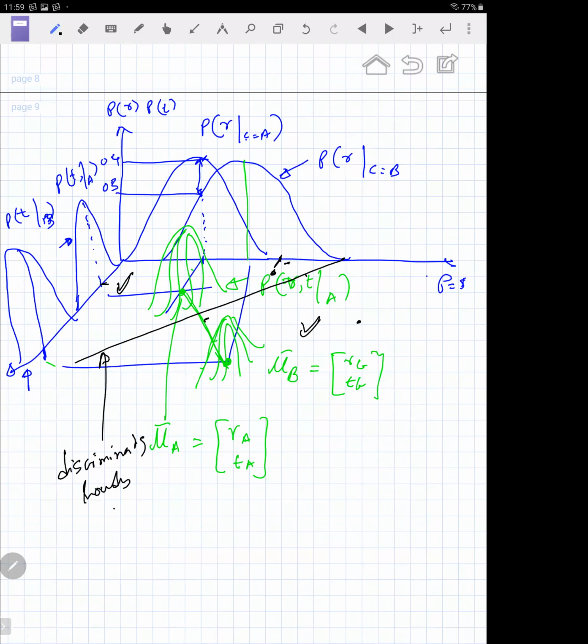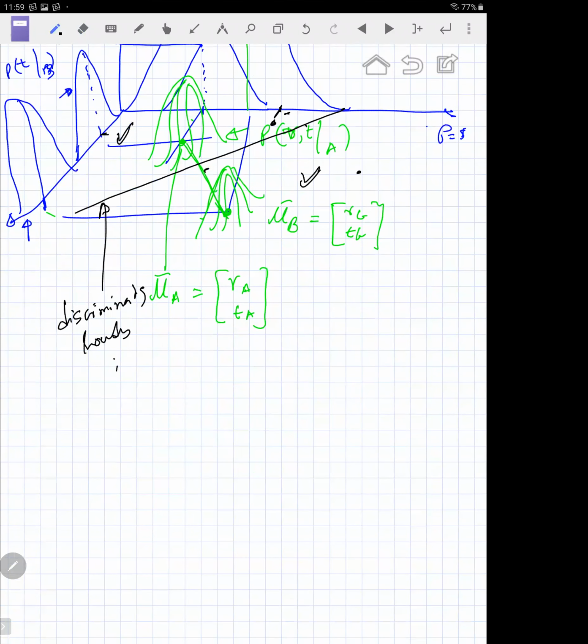This kind of discrimination is called linear discriminant analysis.